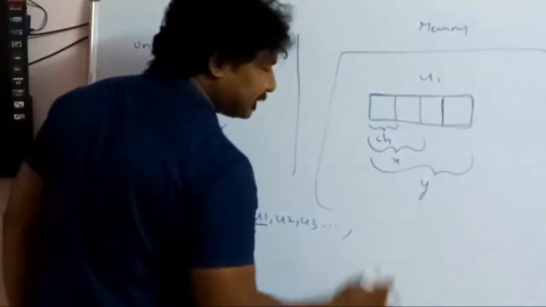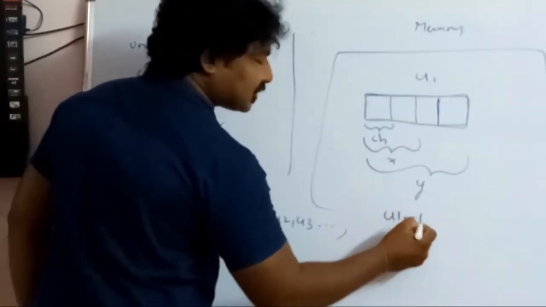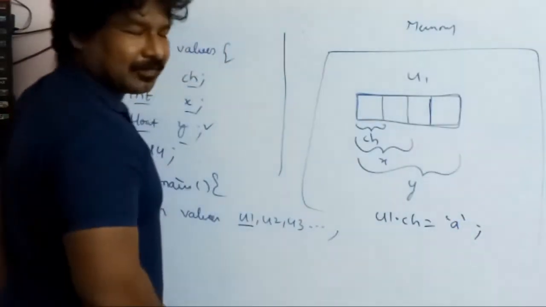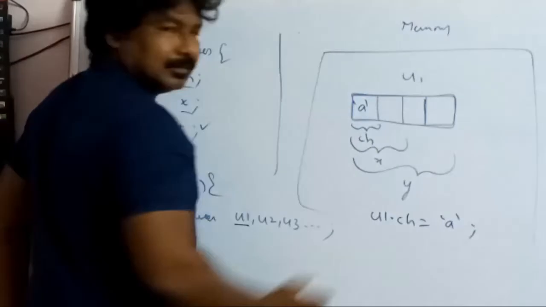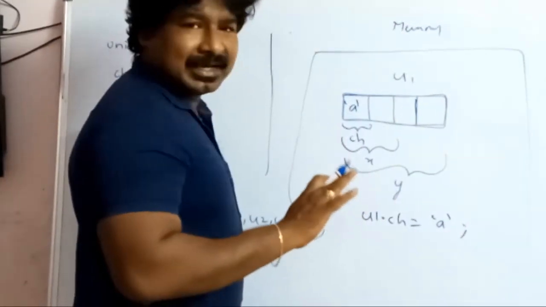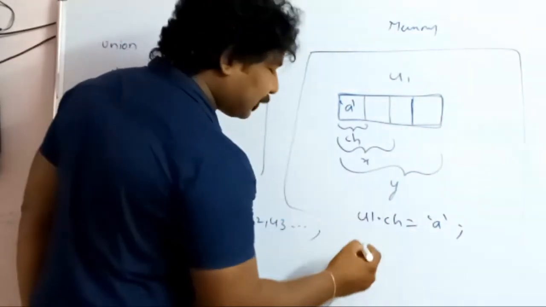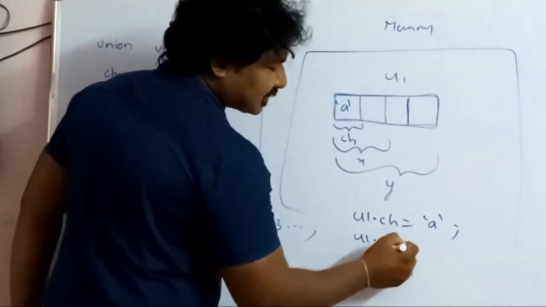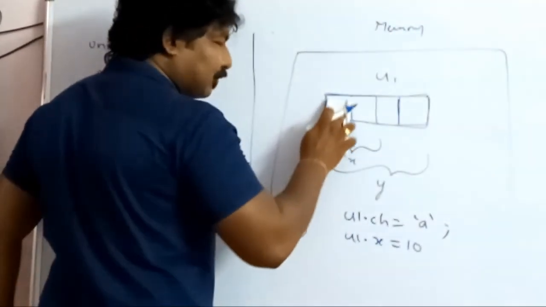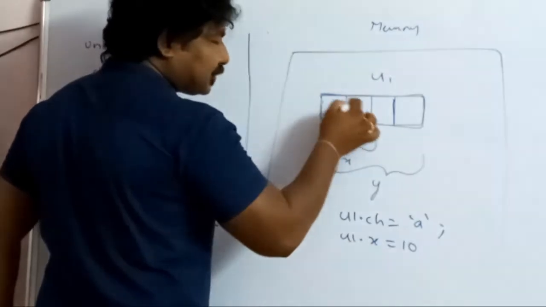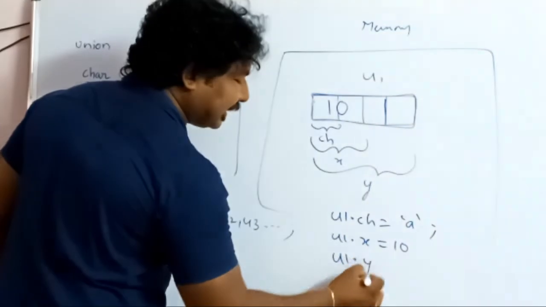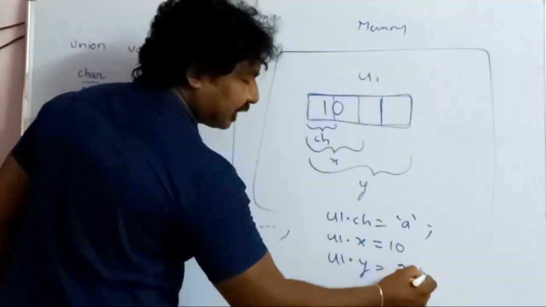For example, if I store u1.ch equals small a, because it's a character variable, so a will be stored here and the remaining 3 bytes will be empty or unoccupied. If I store u1.x equals some number 10, then what happens? This a will be overwritten, and 10 will occupy the 2 bytes, that is the x value. Then what happens if I write u1.y equals 2.657?